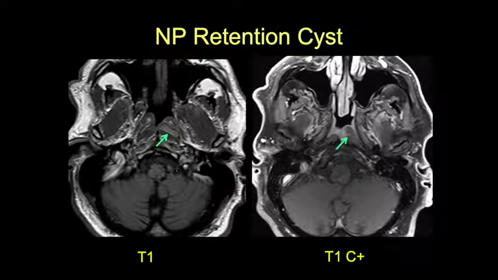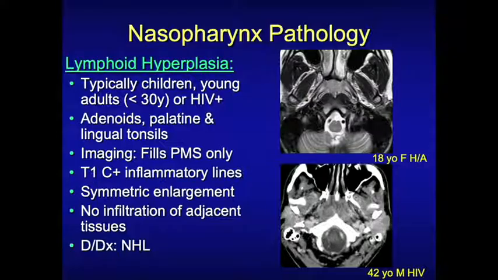Here's another example of a nasopharyngeal retention cyst. This one is T1 hyperintense. It fills that lateral pharyngeal recess or fossa of Rosenmuller. And on the post-contrast image, you see that the cyst itself is non-enhancing, but we see normal enhancement about the adjacent mucosa along the lining of the nasopharynx.